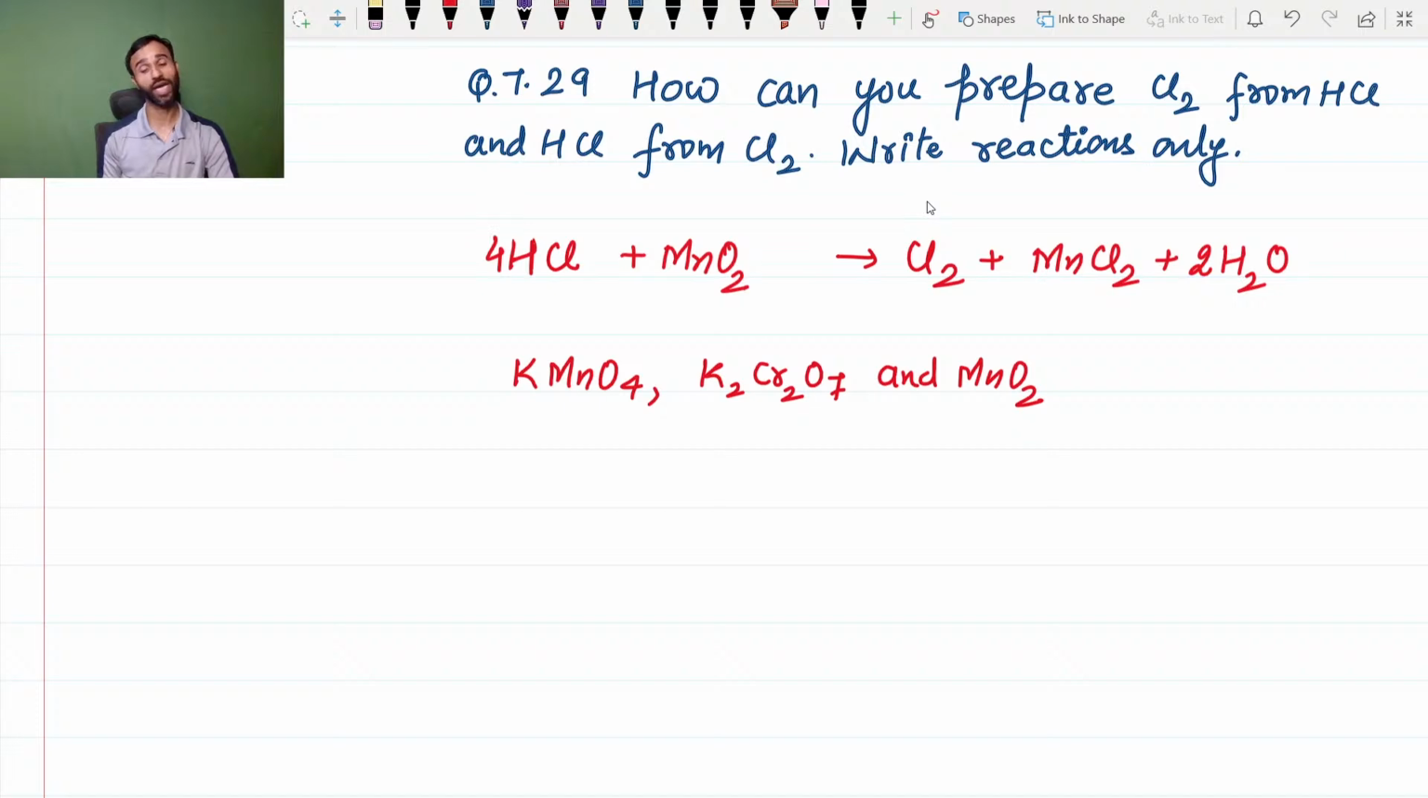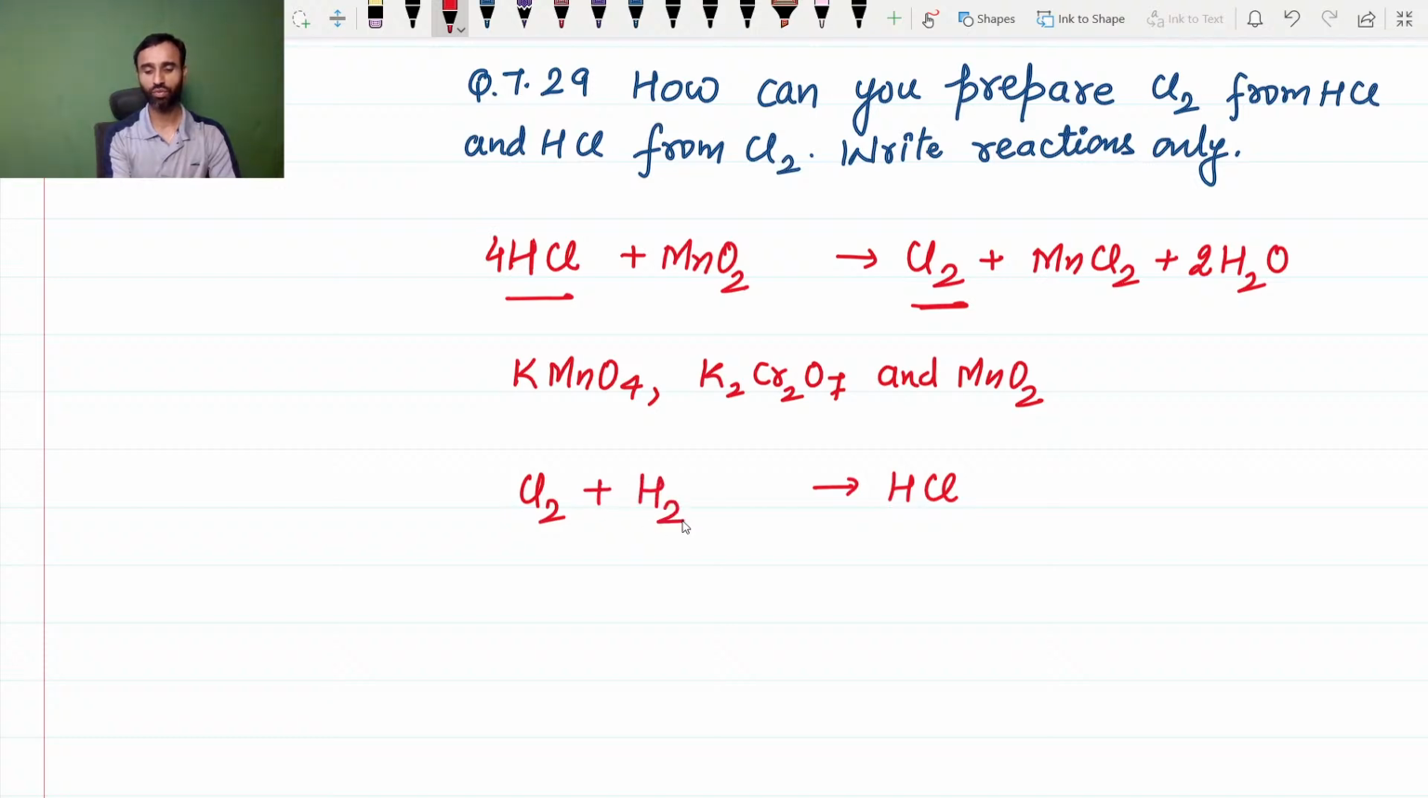Now the second question is to convert Cl2 into HCl, means to reduce Cl2 to HCl. So when HCl is converted into Cl2, we are using an oxidizing agent. So obviously to convert Cl2 into HCl, we have to use some reducing agent. So a very simple reaction is there.